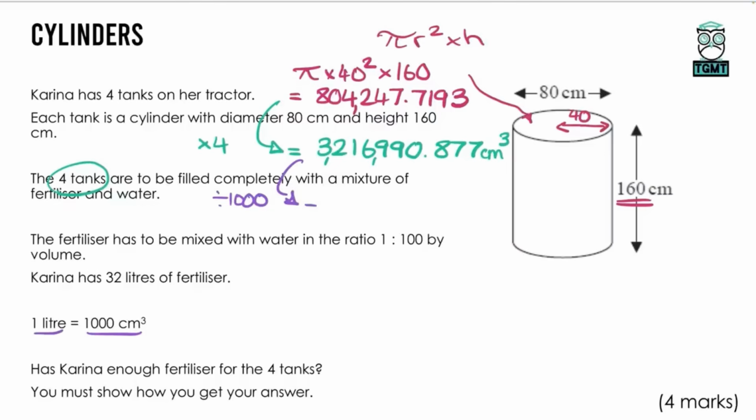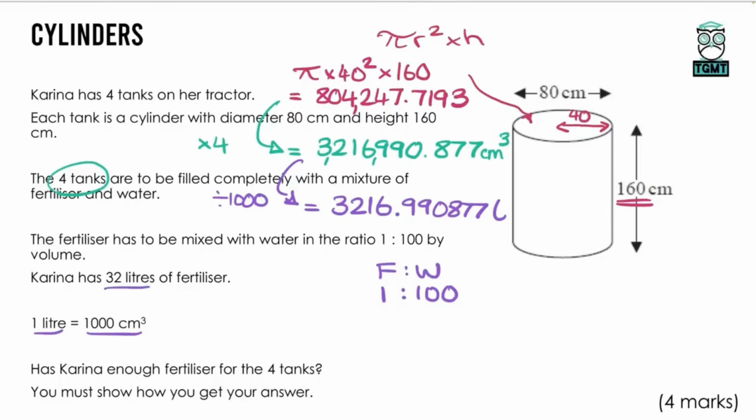numbers. So here in litres now, the 4 tanks is 3,216.990877, and that's now in litres. So that's how much space is in those 4 tanks. We just now need to work out exactly how much space we actually need. So the fertiliser is to be mixed with water in the ratio 1 to 100. So the fertiliser to the water is 1 to 100.